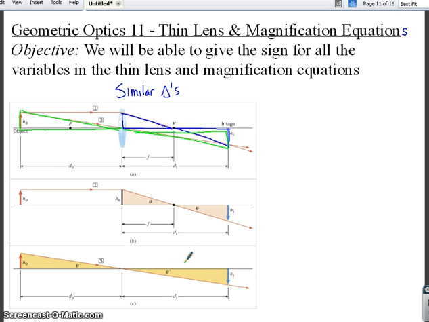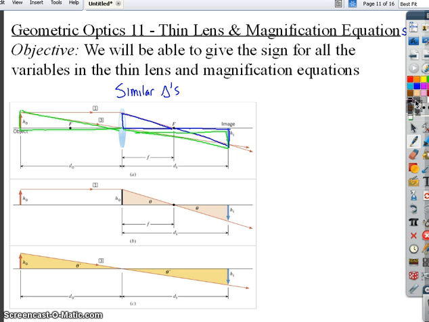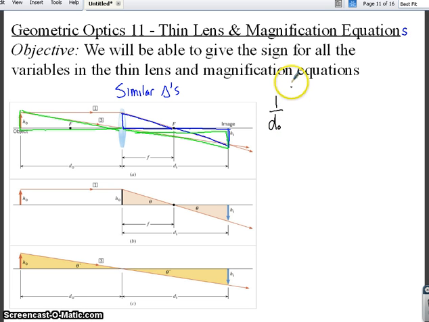From that, we derive a couple equations. Like I said, I'm not going to get into the derivation, but we get a thin lens equation and a magnification equation. The bonus of these equations is that they are the exact same as the mirror equation and the magnification equation from the mirror section. So we have magnification equals HI over HO, which equals negative DI over DO. You don't have to memorize anything new. All we have to do is define the terms.